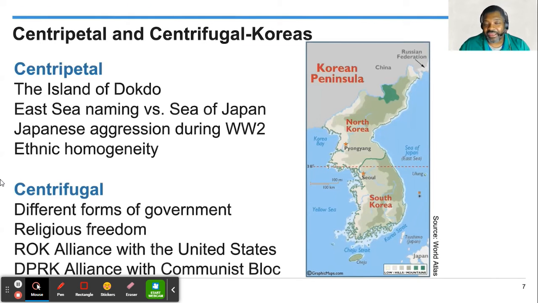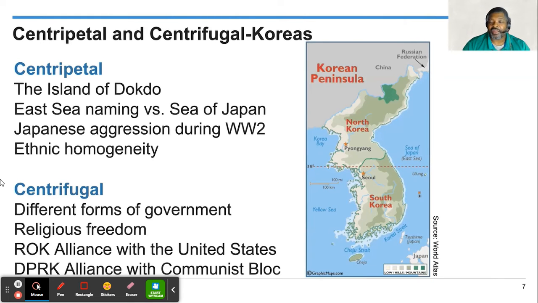The Koreas. Now for me, I see the Koreas as both a centripetal and a centrifugal force example. As far as centripetal, at the island of Dokdo, which is just off the coast of South Korea, both North and South Korea hold that this should belong to South Korea, whereas Japan believes it should belong to them. Also, in terms of the naming of the Sea of Japan, both Koreas agreed that it should be the East Sea. Another thing that brings them sort of together is their disdain for the history of Japanese aggression during World War II. Lastly, ethnic homogeneity. There is a belief by many Koreans of the purity of Korean blood.